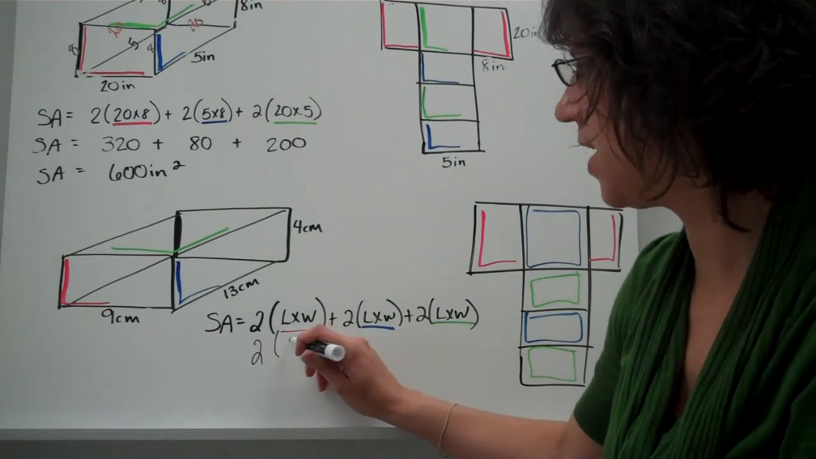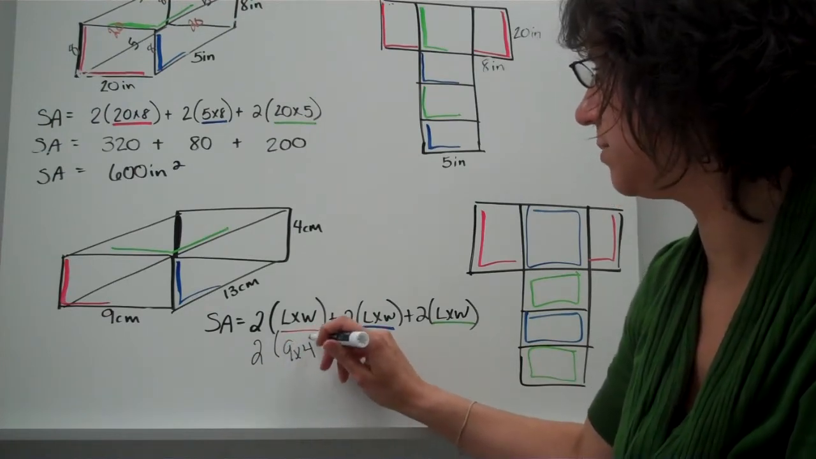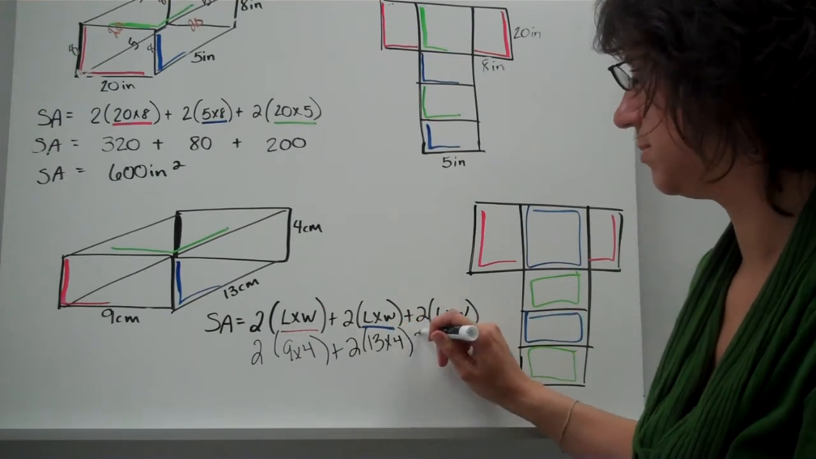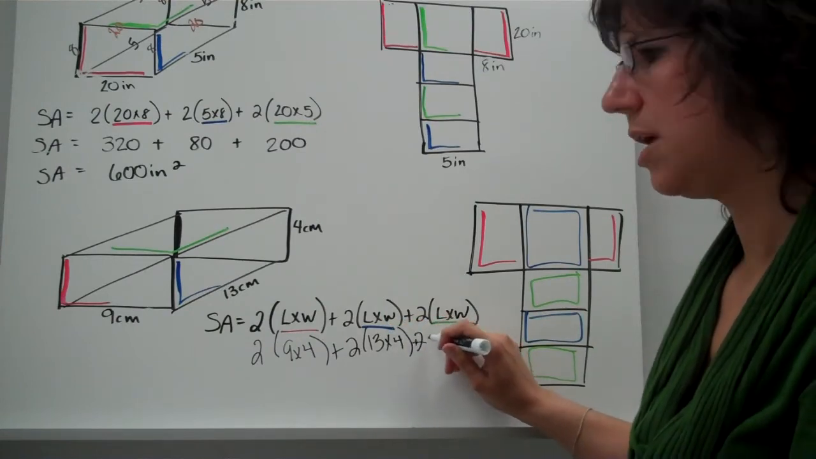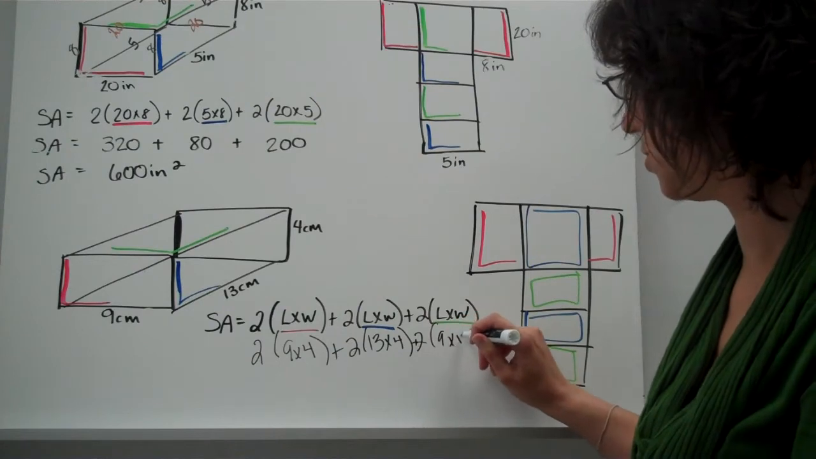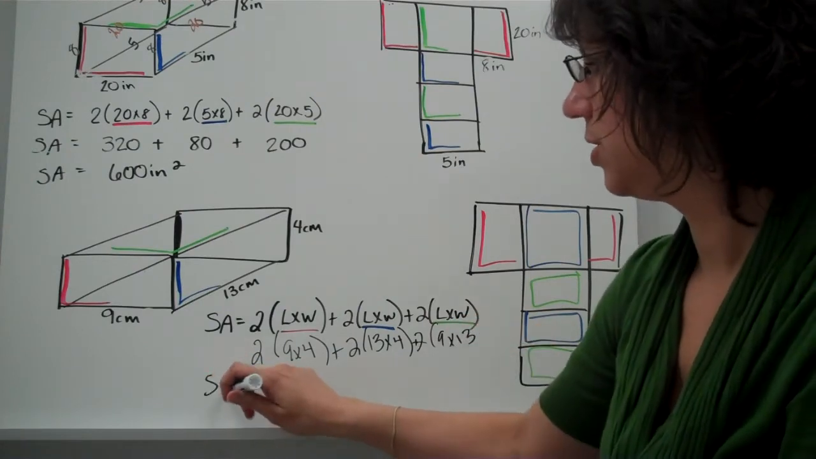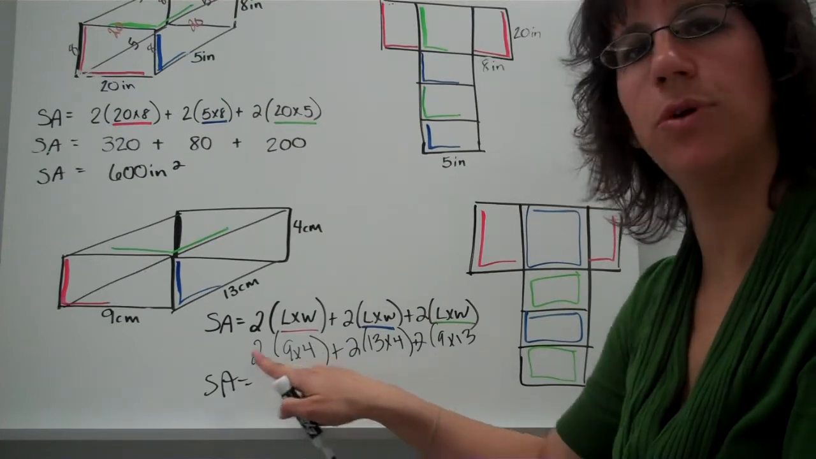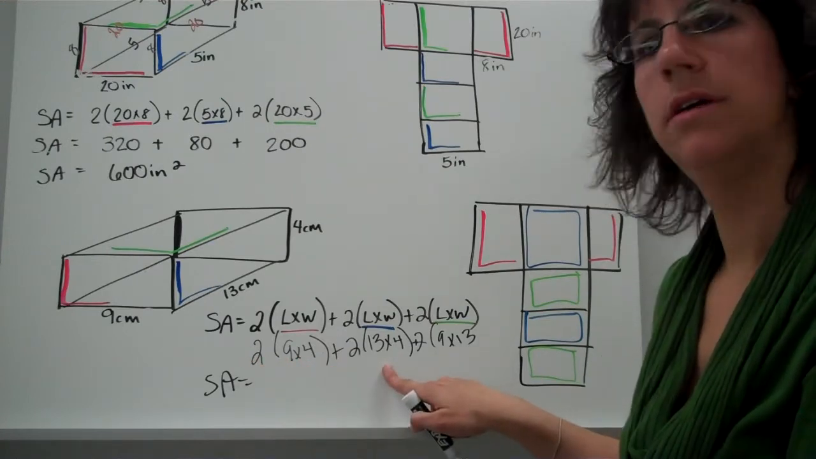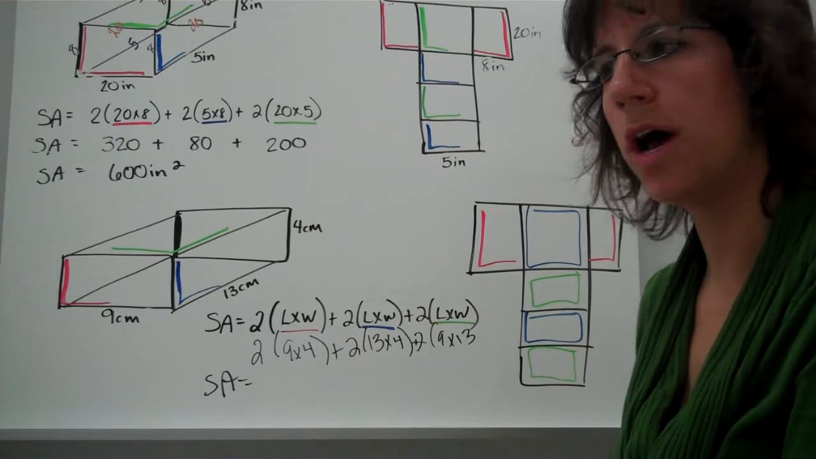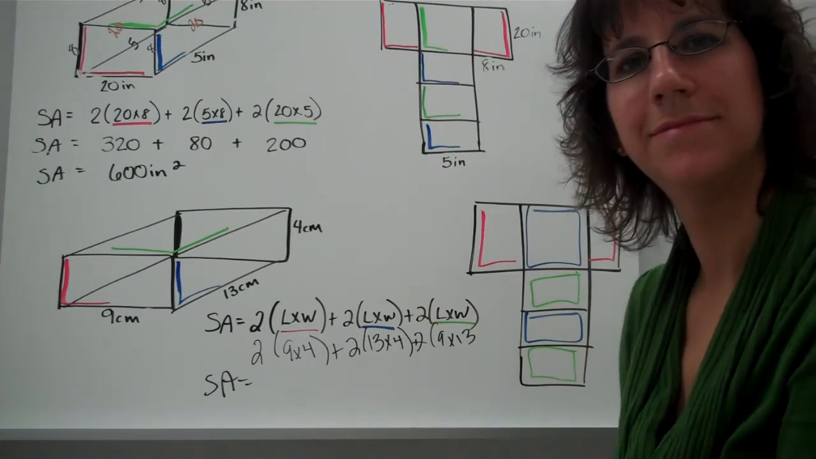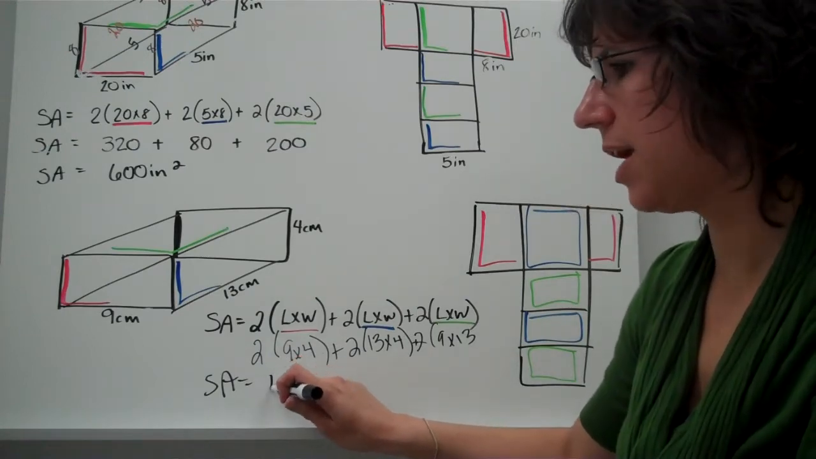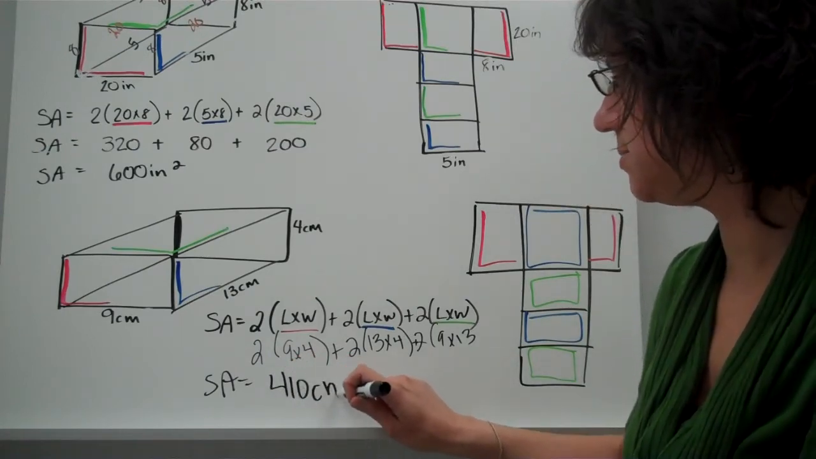Okay, hopefully you have that. It would be 9 times 4, 13 times 4, whoops, and 9 times 13. Go ahead and multiply out each one of those pieces. You're doing 9 times 4 times 2. And then add those products together. Great. Did you get 410 centimeters squared?